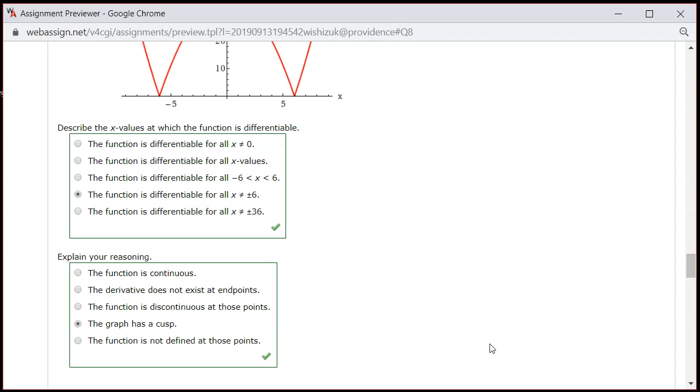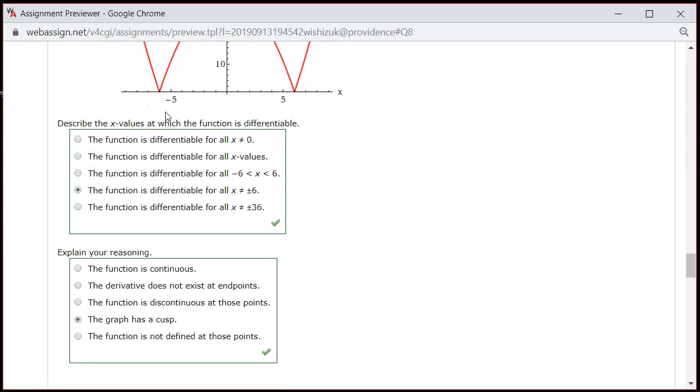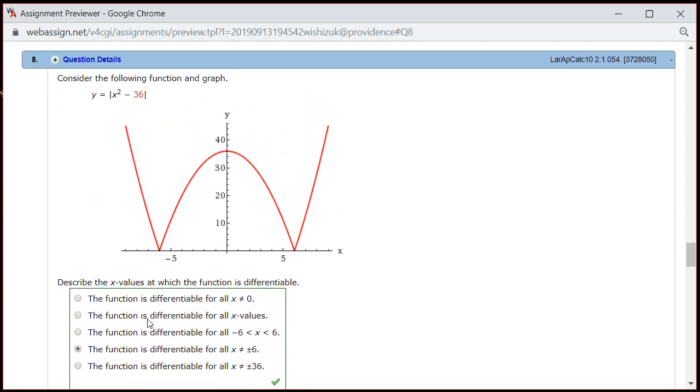I came back and it looks like we got the second part correct. I guess the first statement, that the function is continuous, is actually correct, but that's not the reason why the function is not differentiable. The reason why this is not differentiable is that you have a sharp corner, or they want to call it a cusp. So the graph has a cusp. All right, that's it. I hope that this was clear.